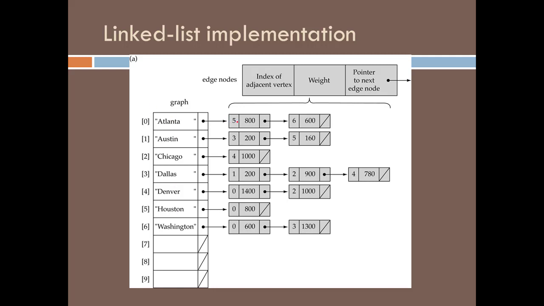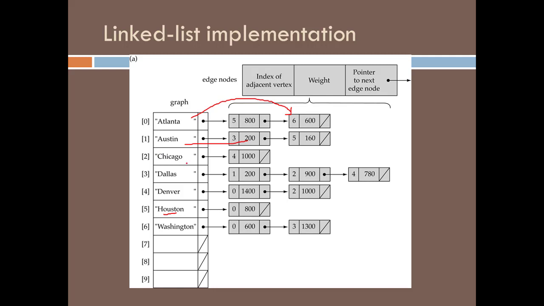Atlanta is connected with this 5, which is Houston, with the value 800. Again, Atlanta is connected with this number 6, which is Washington, and the value of connection is 600. Similarly, Austin is connected with this 3, which is Dallas, with value 200, and Austin is connected with this 5, that is Houston, with value 160.